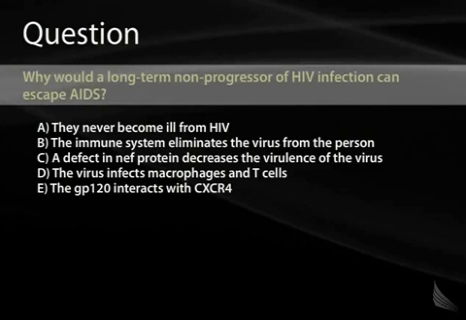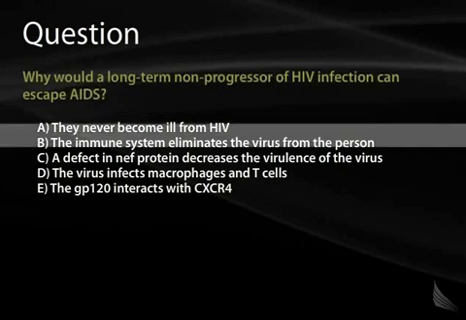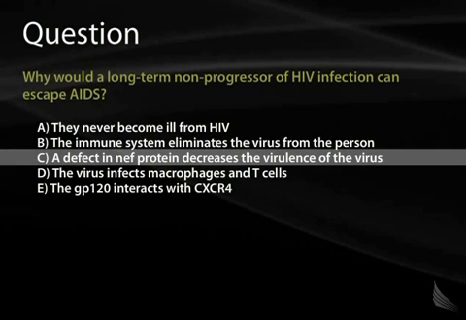Question: why would a long-term non-progressor of HIV be able to escape AIDS? A. They never become ill from HIV. Well, they have HIV, and so they've got it in their system. B. The immune system eliminates the virus from the person. That would be one way to do it, but we haven't been able to see that humanly possible yet. C. A defect in the NEF protein decreases the virulence of the virus. That actually would work. We know that NEF regulates and increases the infectivity of the virus. D.